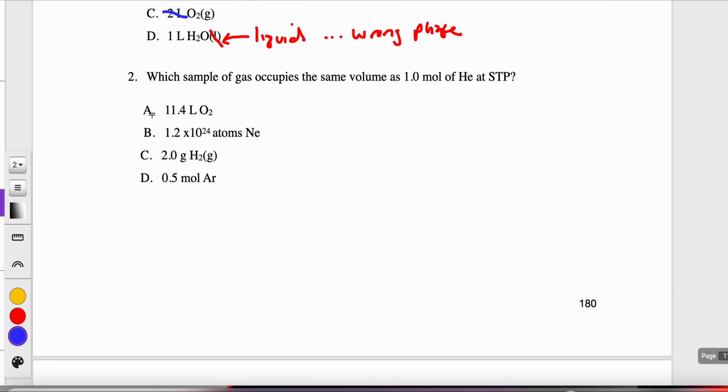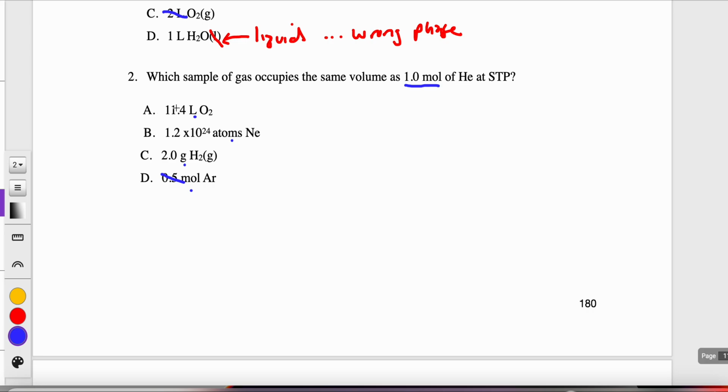Question number 2. Which sample of gas occupies the same volume as 1 mole of helium at STP? So in our question, 1 mole. And when you take a look at the responses, they are in various units. We have liters, we have a count, we have grams, and we have moles. So if we have 1 mole of helium at STP and our other gas is also at STP, well, we can eliminate D because it's the wrong number of moles.